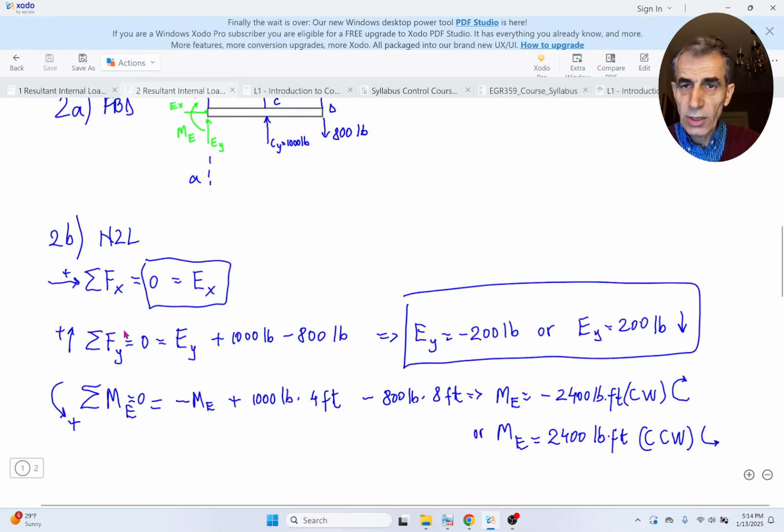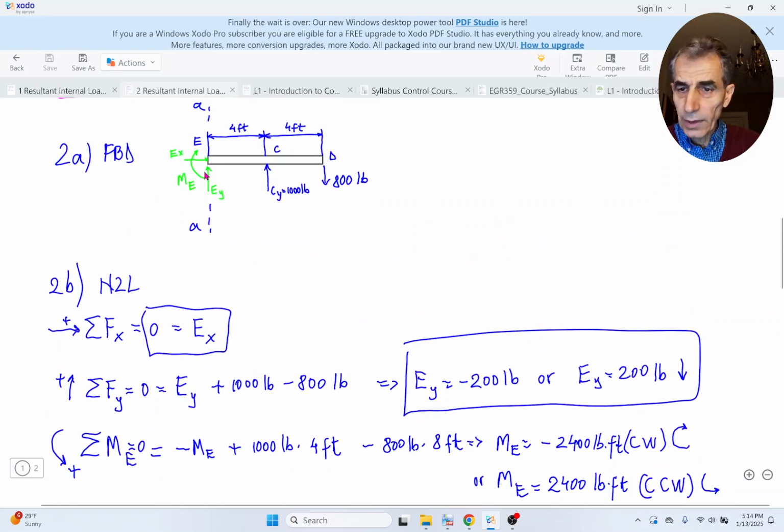And here we have the sum of moments about point E. Easy to solve. It didn't matter, of course, if we would have selected about point D or point C, we would still have the same idea, similar to this one, because we will still have one unknown. So we have a minus. The way I put it there, it's a negative direction, clockwise. I selected counterclockwise as positive, so that's negative. Then this one is rotating in a counterclockwise direction, that would be positive. So we have 1000 times 4 feet.